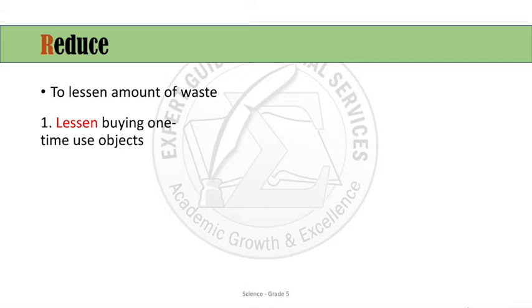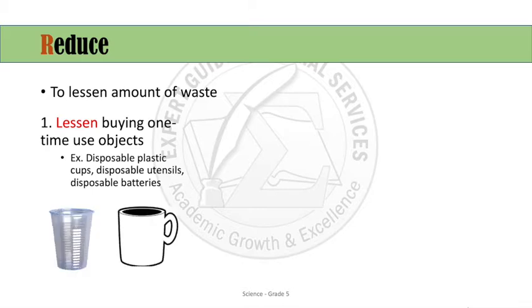Number 1 is lessen buying one-time use products. For example, let's buy less disposable plastic cups, disposable utensils, and disposable batteries. Instead of buying a disposable cup, we can buy a ceramic mug. The disposable cup, you can only use once, but the ceramic mug, you can keep using again and again.